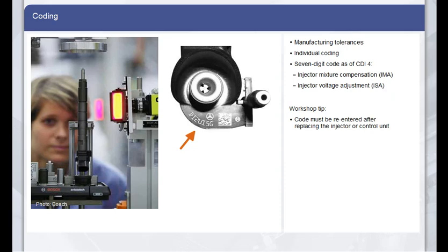When an injector, or the CDI control unit, is replaced, the codes of the injectors have to be entered in the control unit. If this is not done, or if the codes are incorrectly entered, the injectors are not properly activated, and the following problems may arise: smoke, rough running, or loss of power.